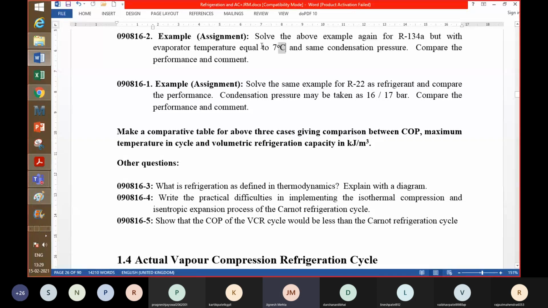And obviously, because you have reduced the evaporator temperature, you should get the favorable parameters. That is, the performance parameter values would be better, right? Because the conditions are more friendly for the refrigeration system, right?